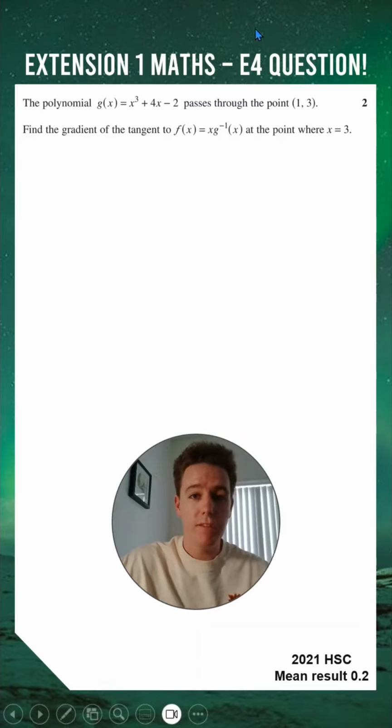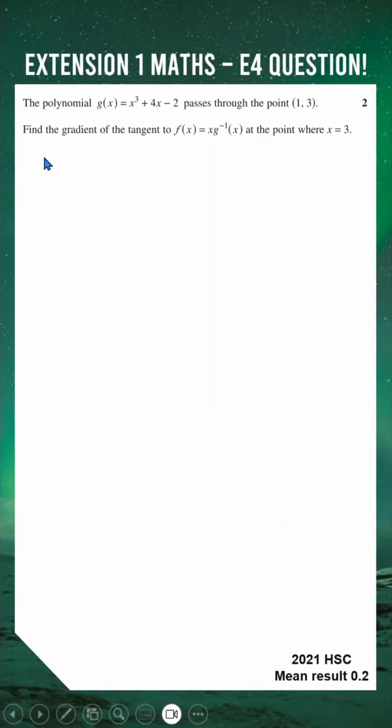We have a polynomial g of x given by this cubic equation passing through the point (1, 3). Find the gradient of the tangent to f of x, which is the inverse of g multiplied by x, at the point where x equals 3.